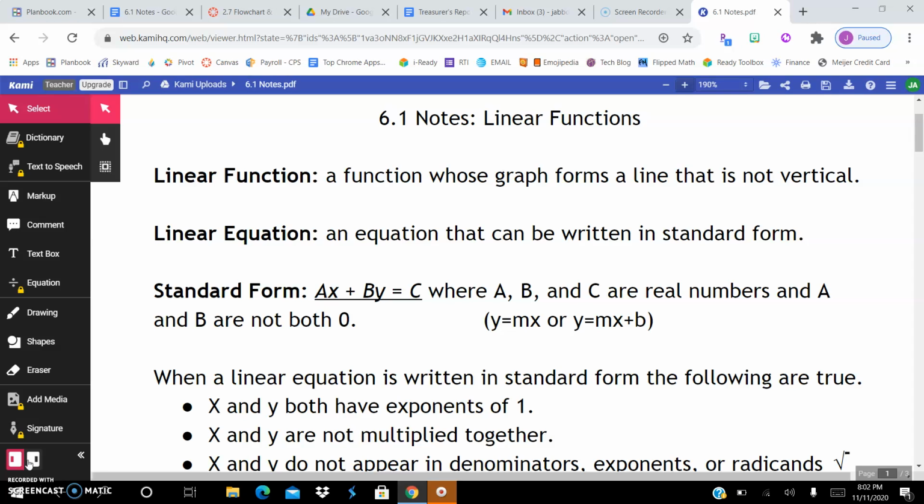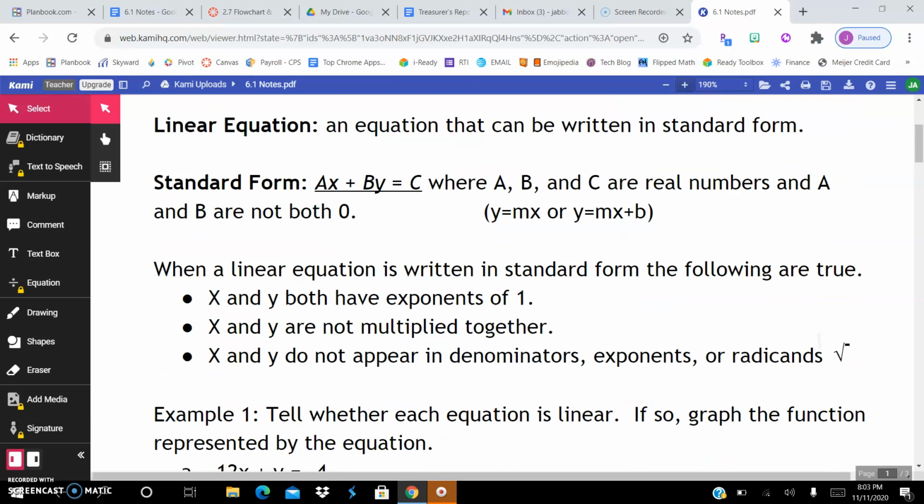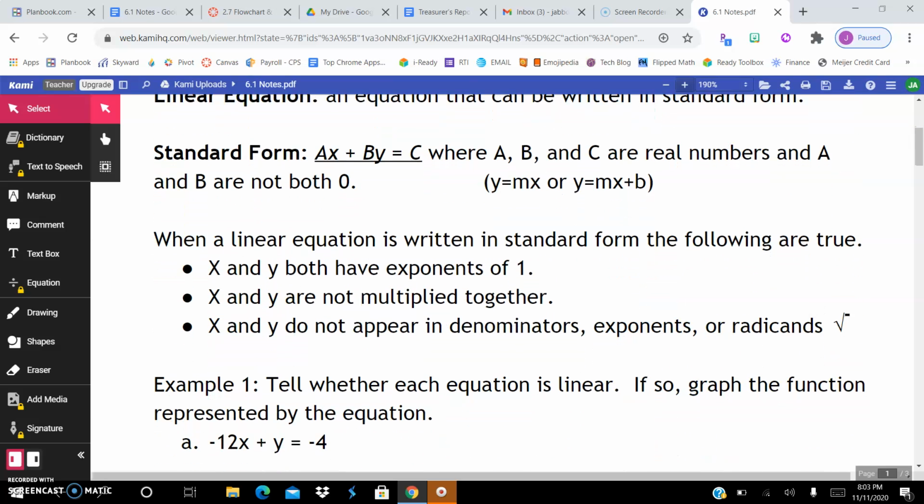If you were to simplify and rearrange these equations from standard form, we would get something that looks like y equals mx or y equals mx plus b. When a linear equation is written in standard form, the following are true. First, x and y both have exponents of 1. So in other words, it's just x and y. It's not x to the third power. It's not y to the fourth power. It's just x or y.